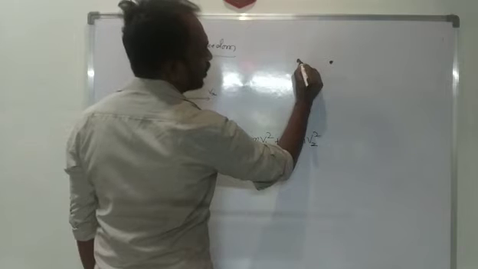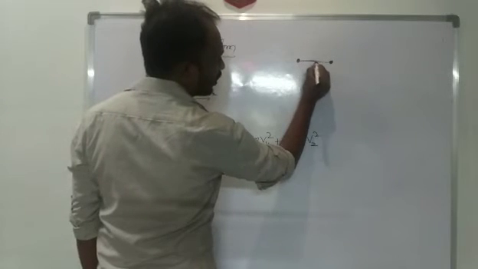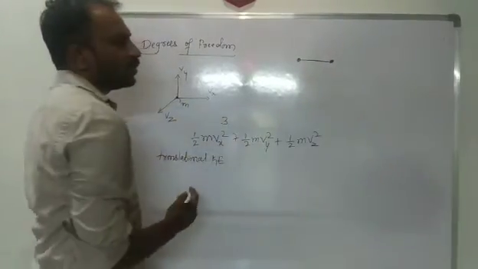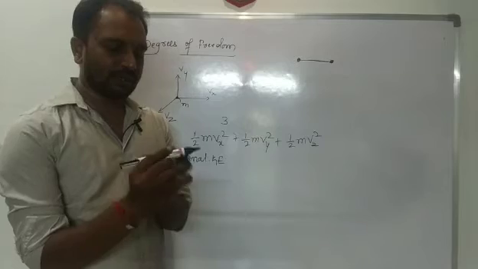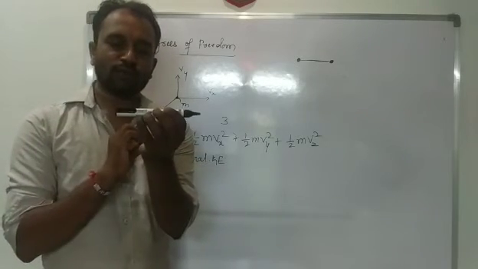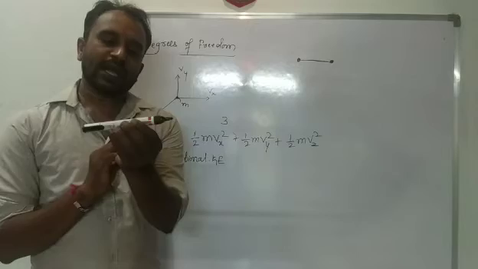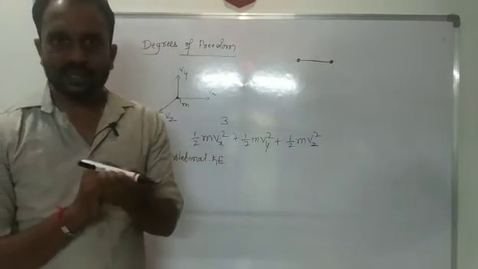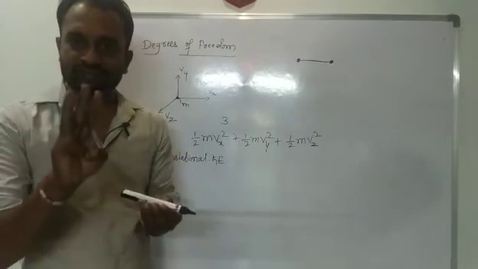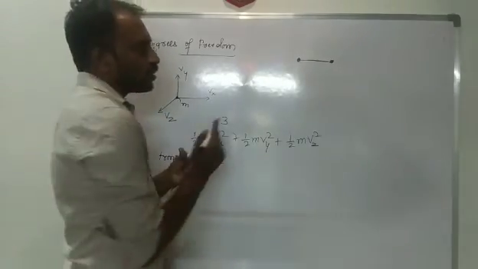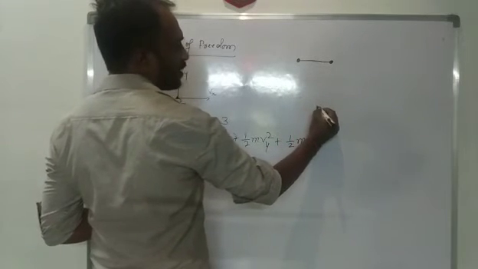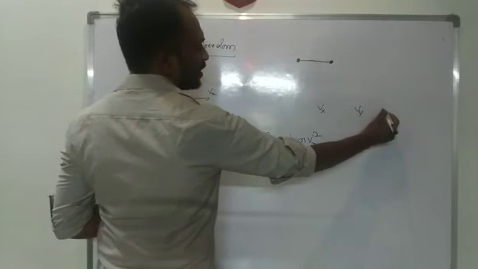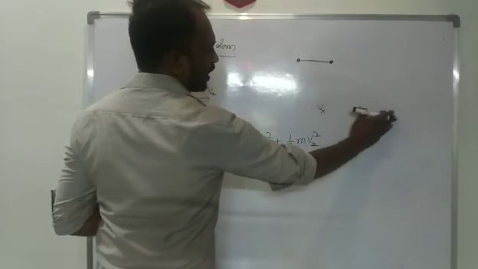Here we consider a covalent bond between these 2 atoms. For example, here is one atom and here is another atom, and this diatom moves along the x-axis, y-axis and z-axis. So the total number of degrees of freedom we consider is 3. For example, Vx is the velocity along the x-axis, Vy the velocity along the y-axis, and Vz the velocity along the z-axis.